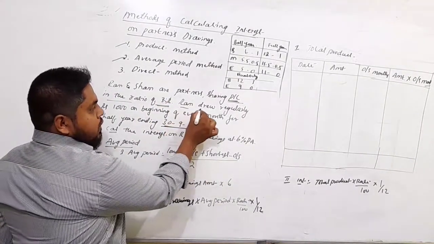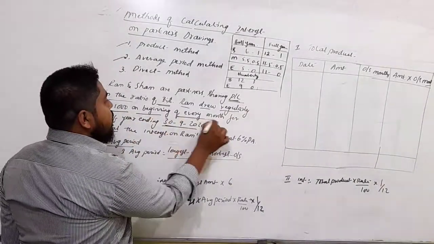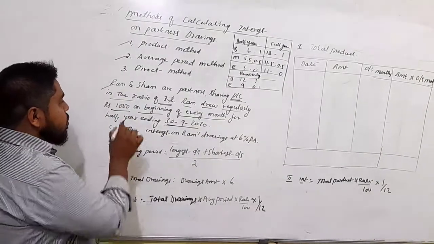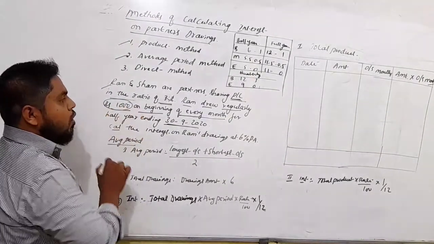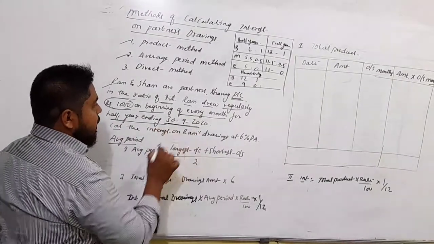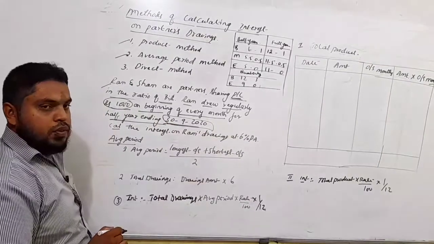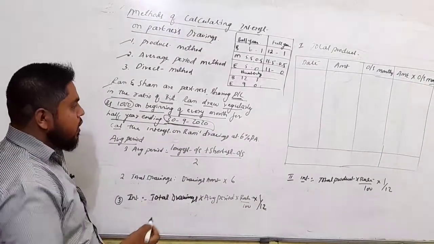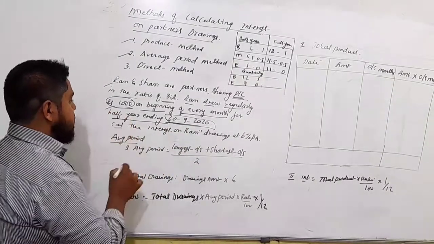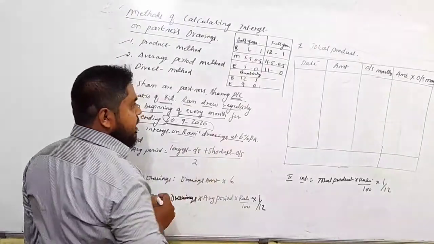Now, Ram drew regularly ₹1000 at the beginning of every month. So Mr. Ram, a partner, has taken ₹1000 at the beginning of every month for the half year ending 30th/9/2020. So this is half year, 30th September. He has not withdrawn for the full year. Till 30th/9/2020, he has withdrawn the ₹1000.